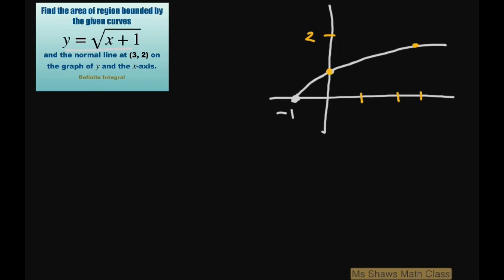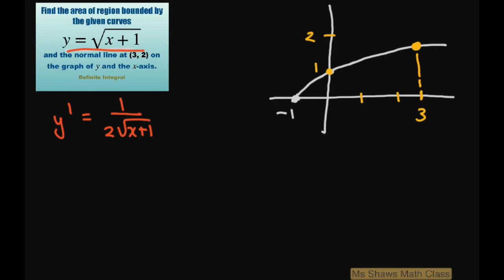Again, this is just a sketch. All right, so there's your 3. I'll put 3 right here. Now we've got to find the normal line at this point here. So basically what you do is you take your y and you differentiate it. So y prime is going to be 1 divided by 2 square root of x plus 1.